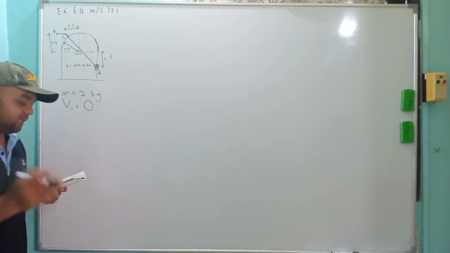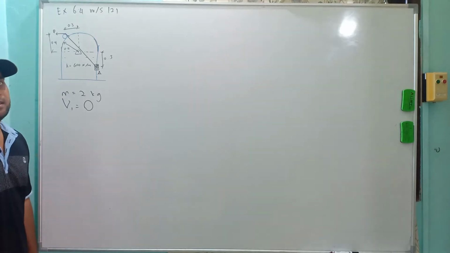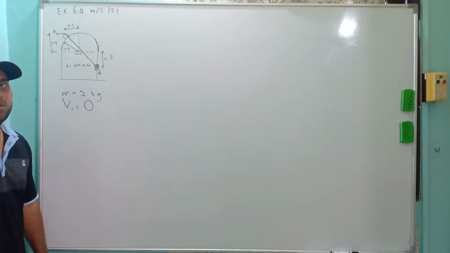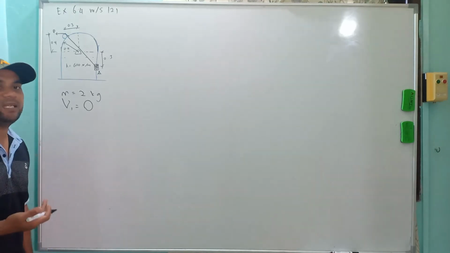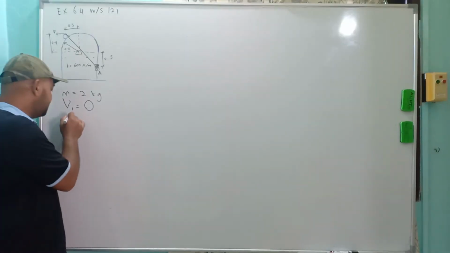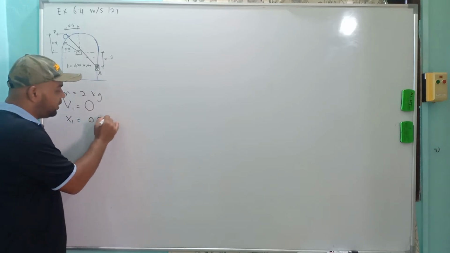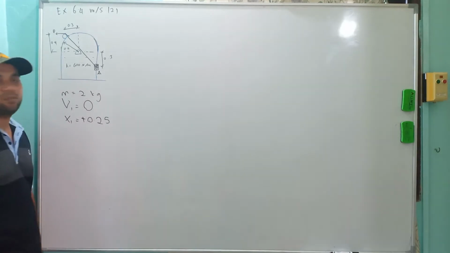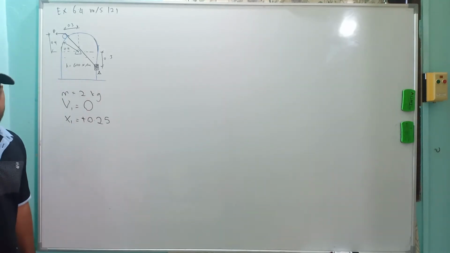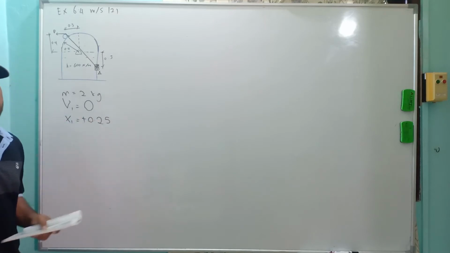And then the third information, with the spring stretched 0.25 meter, meaning that it is already said to us the spring deformation at position 1. This is x1 equal to 0.25. Since it is said stretch, so positive 0.25. Okay, if it is said compress, then you put negative.